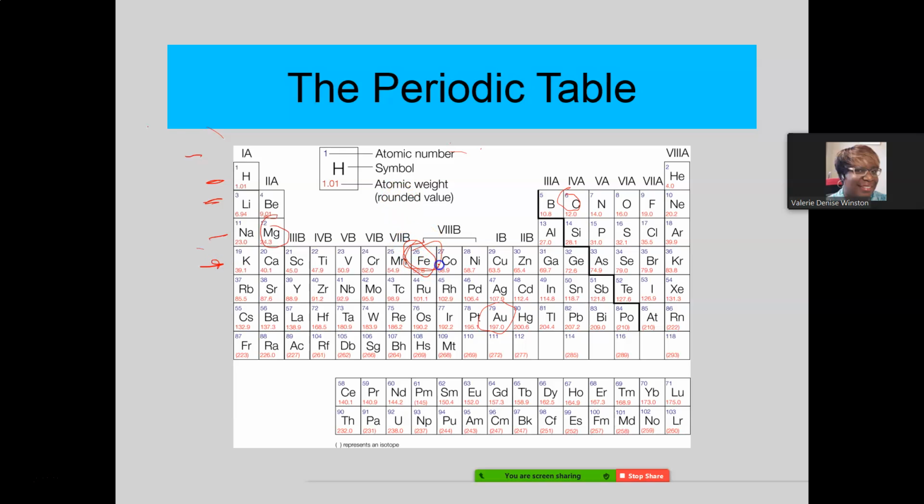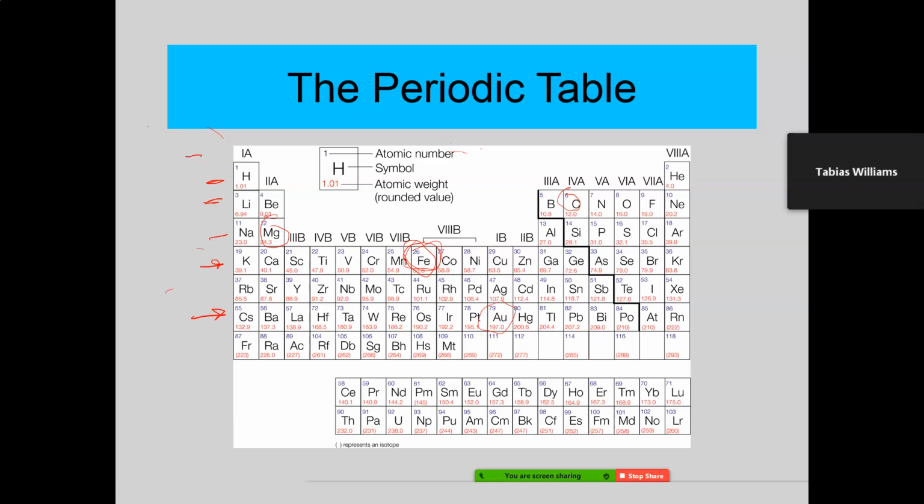Even though the electrons you're adding are in 3d, it's still in period 4. And then what was gold? 6, exactly. Jumped way down to here. I had to get a long one for Jacob. He wanted a long one.